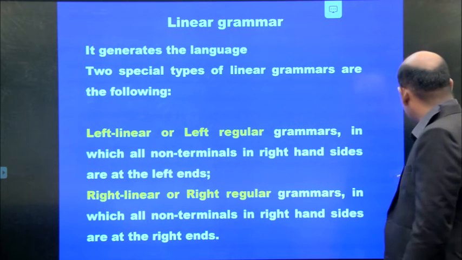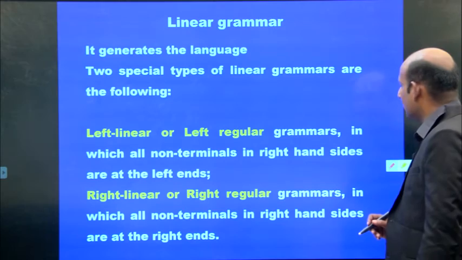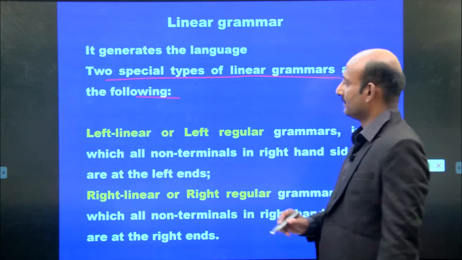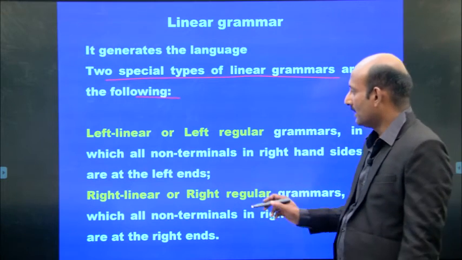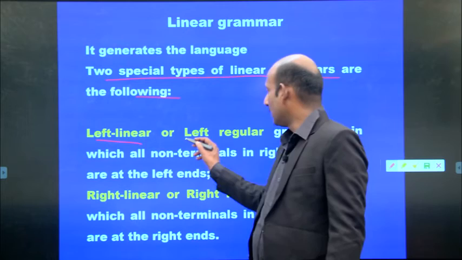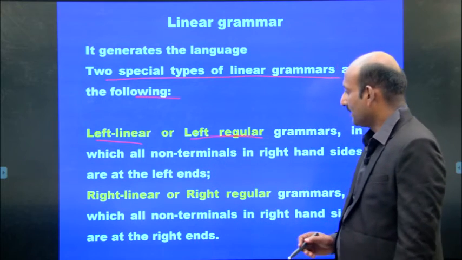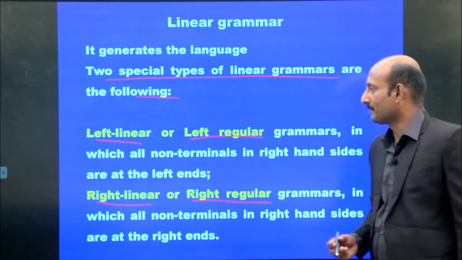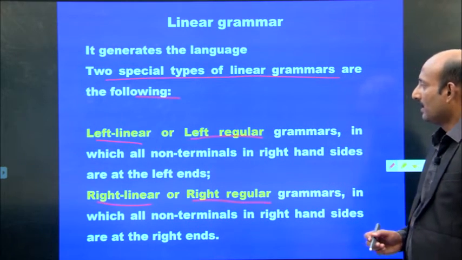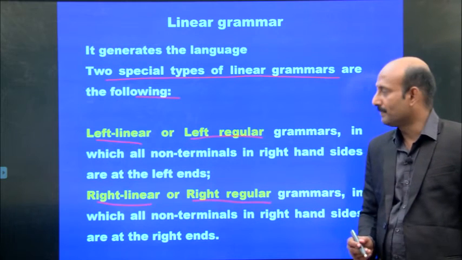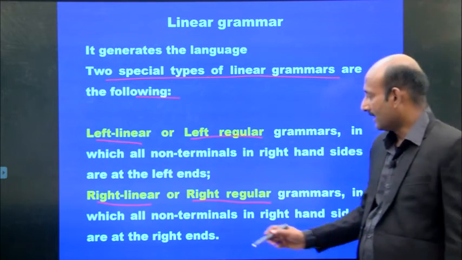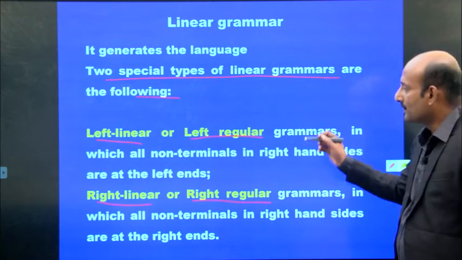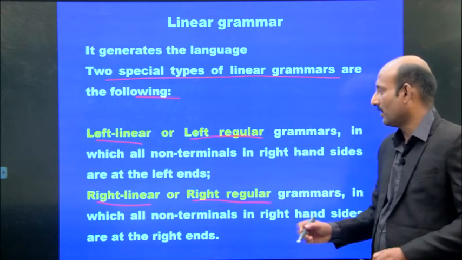Okay. And the second thing is that next we can go for that. There are two special types of linear grammars. One is called a left linear or left regular grammar, and the second one is called a right linear or right regular grammar. Left linear grammar or left regular grammar, and right linear grammar or right regular grammar. So now let's see what left linear or left regular is.